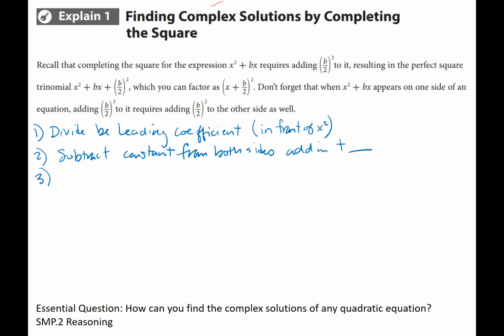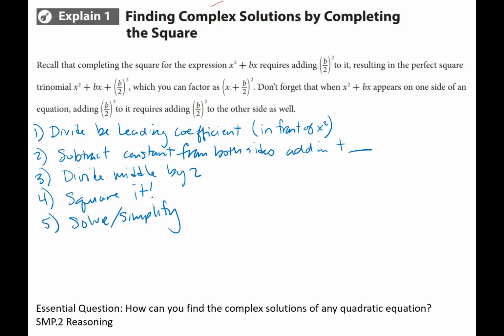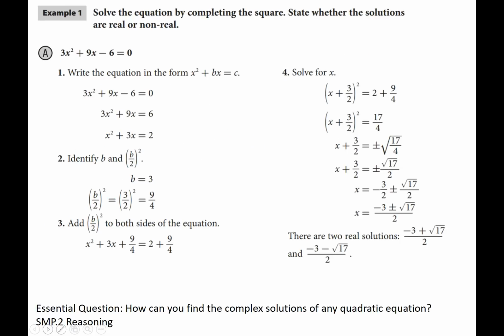Then the third thing you're going to do is divide the middle term by 2. And the fourth thing you're going to do is square it. And then the fifth thing you're going to do is solve and simplify. Solve, simplify. I'm going to ignore their steps. So we're going to write our work off to the side, and we're going to see that we get the same answer that they do, probably in fewer steps.